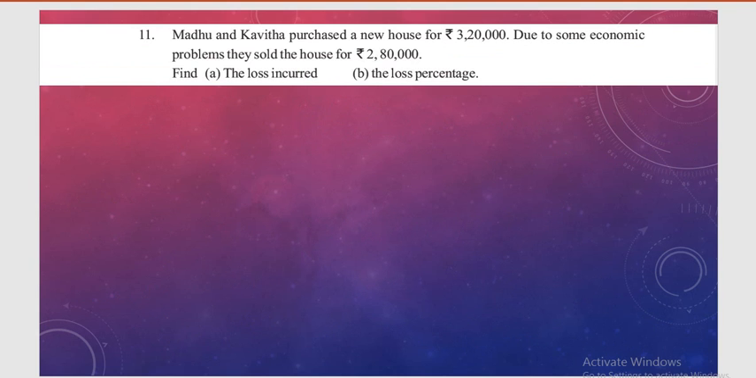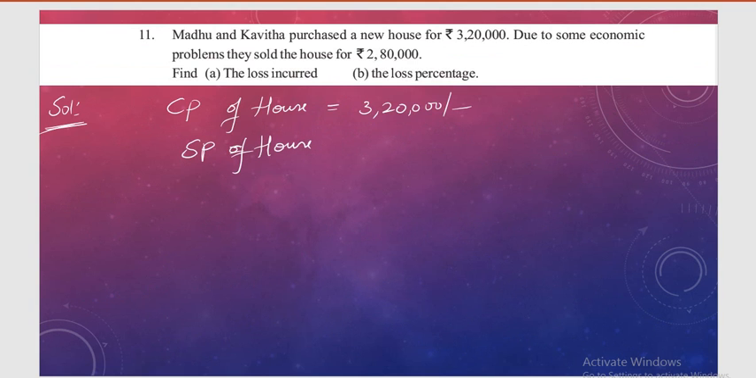Next, moving on to one more question. Two people, Madhu and Kavita, purchased a new house for 3,20,000 rupees. Due to some economic problems, they sold the house for 2,80,000, right? Now what is the loss percentage? First of all they have purchased, no? So first we will take the cost price of house, which is 3,20,000, and after that they sold it, so the selling price of house is 2,80,000.